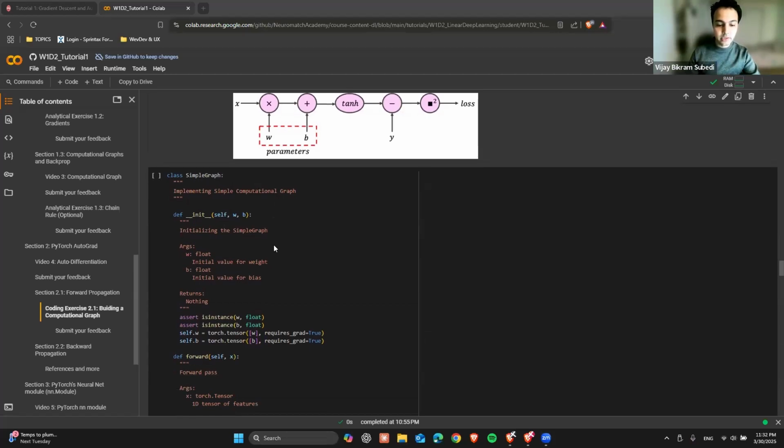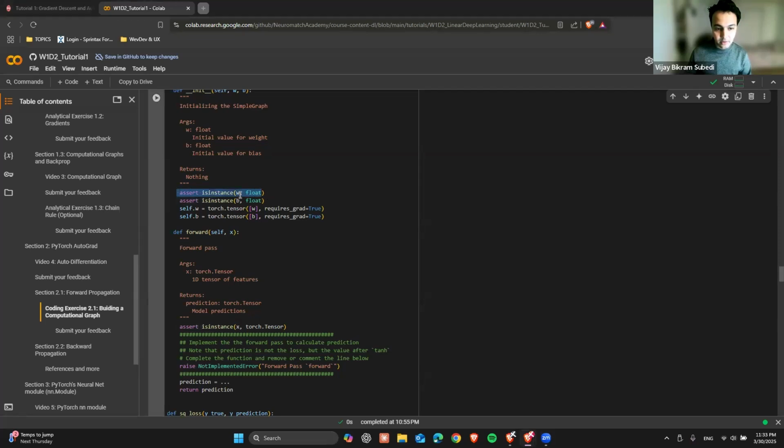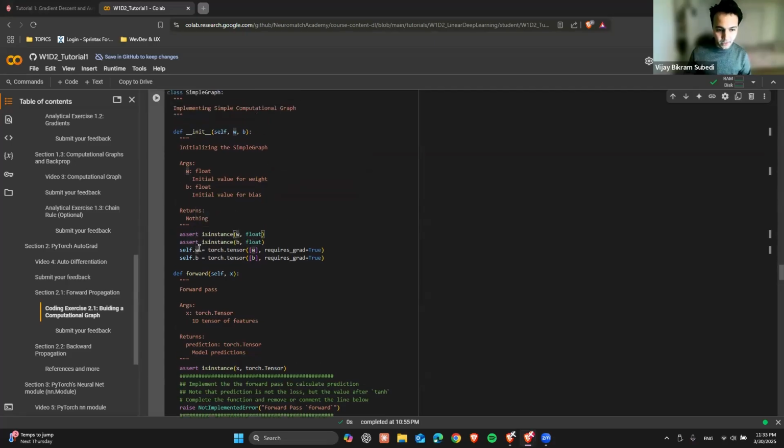In the coding section, we have defined a class called SimpleGraph in Python, where we have defined a method with parameters w and b. w and b are our learnable parameters, which are weights and biases: w standing for weights and b for biases. As you move forward, you can see that w, our parameter, is an instance of float, so it takes floating values, and b also takes floating values.